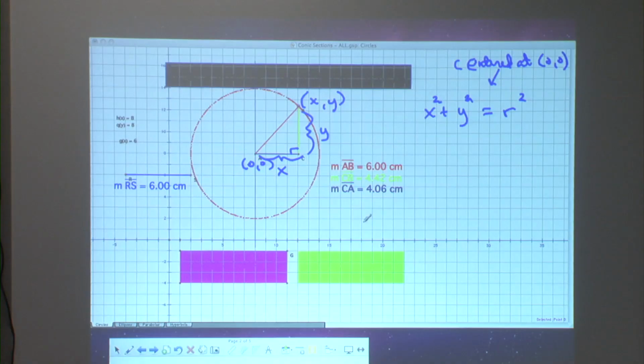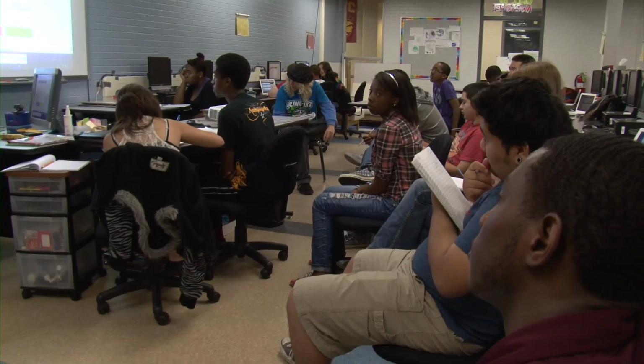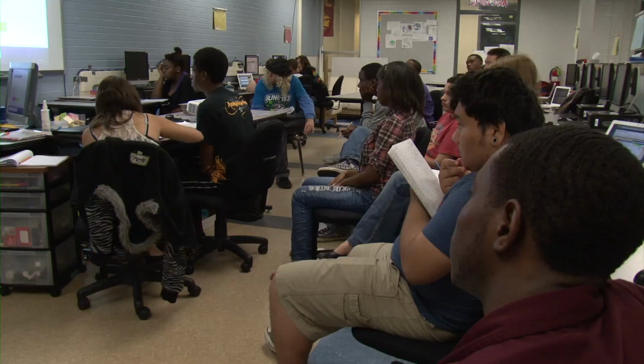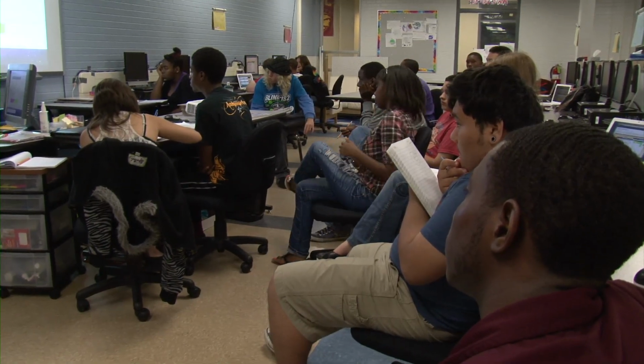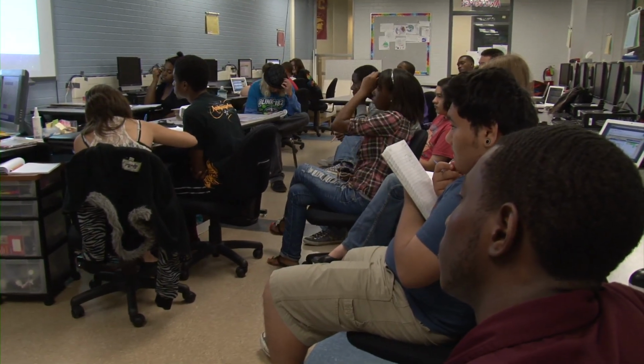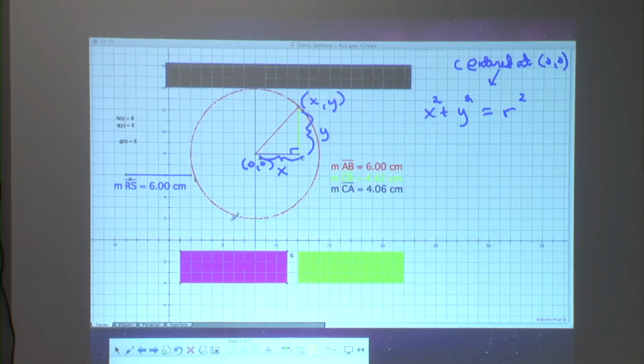Okay? But we are not centered at 0, 0. So we have to adjust it. Does anybody remember what our horizontal shift is called? Think about when we did the vertex form of quadratics. Okay, Jonesy says H. Does that sound familiar? Yes. Okay, H stands for horizontal. So this is going to be our horizontal shift.